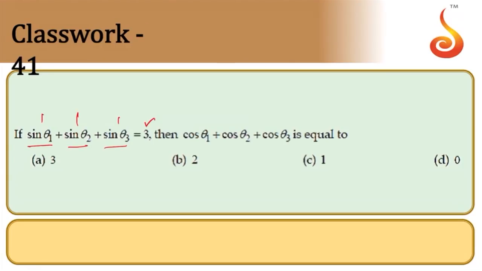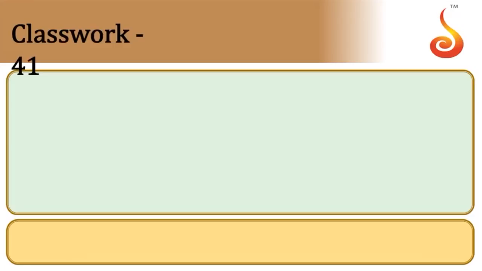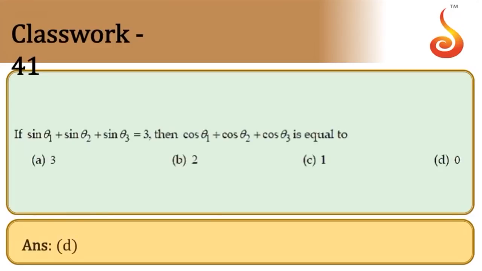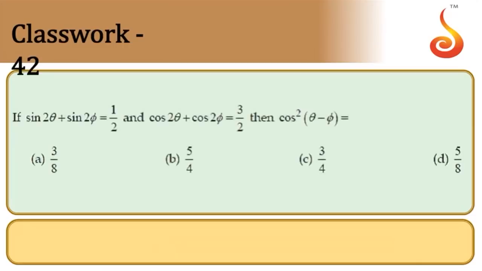Then only it is equal to 3, because we know the sin takes maximum value 1 only. Then only it is possible. But sin theta 1 is 1 only when theta is equal to 90 degrees. If it is 90, it means theta 1 is equal to theta 2 is equal to theta 3, each is equal to pi by 2. So cos pi by 2 is 0, 0, 0. So the answer happens to be 0.